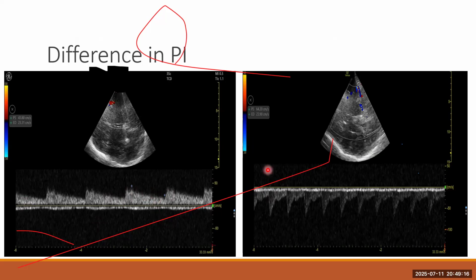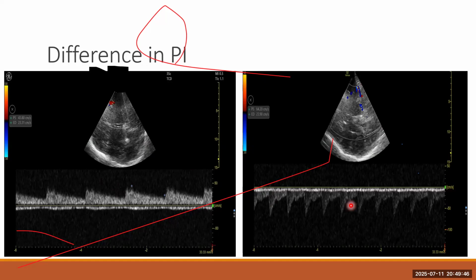Whereas this is a normal PCA or a P2 insonation. We can see here, which is going away from the probe. Here there is a rapid upstroke, but the drop down is very steep as compared to this anterior circulation. This was in the same patient and it was a normal patient. So the high resistive waveforms can even be normally present in the posterior circulation. This point we need to remember in comparison with the anterior circulation.